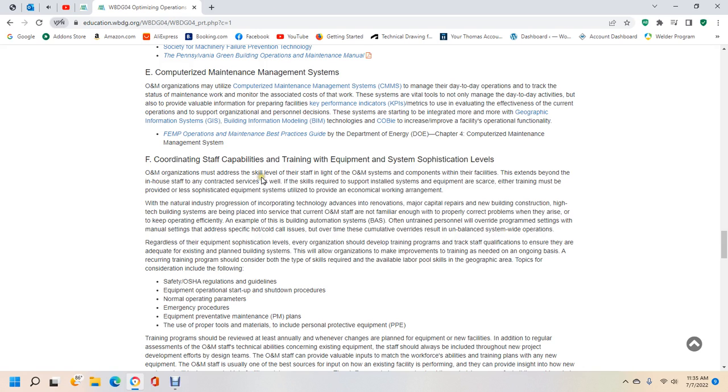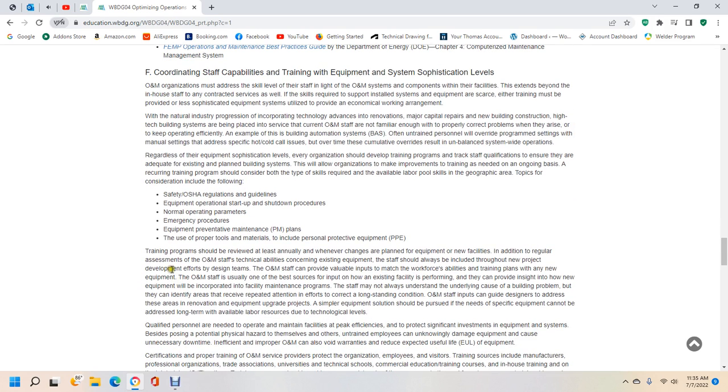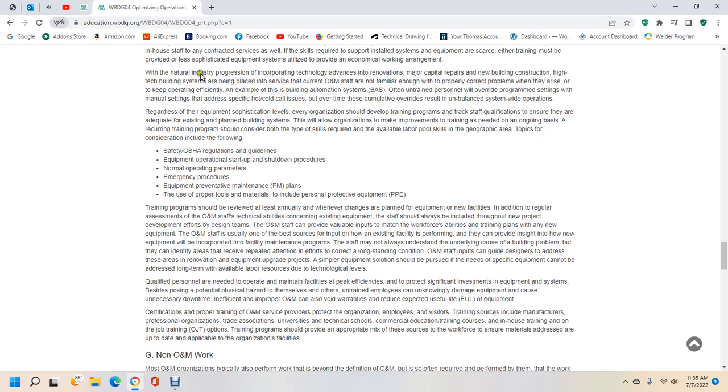Regardless of equipment sophistication level, the organization should develop a training program, track staff qualifications, and ensure that they are adequate for existing building systems, while planning for improvement of the training on an ongoing basis. A recurring training program should consider both the types of skills required and the available labor pool skills in the geographical area, and topics should include the following: safety, OSHA regulations and guidelines, equipment operation, startup and shutdown procedures, normal operating parameters, emergency procedures, equipment preventive maintenance plans, and use of proper tools and materials, including personal protective equipment.